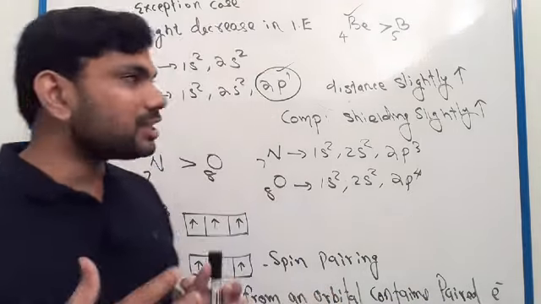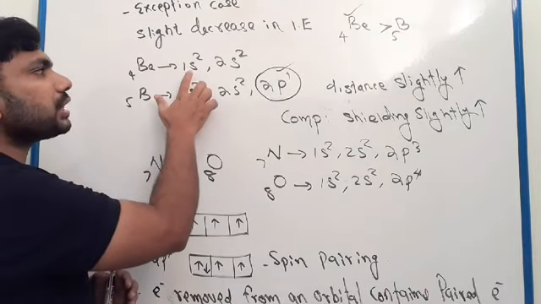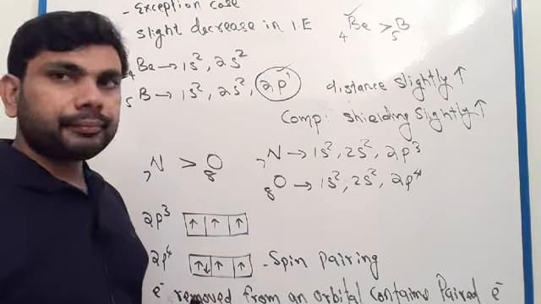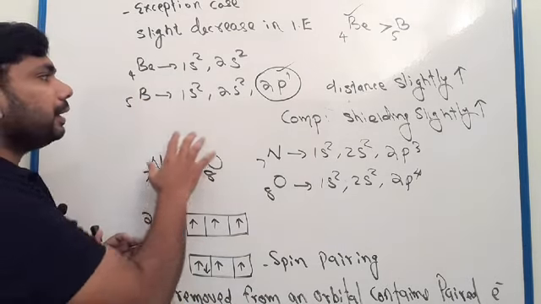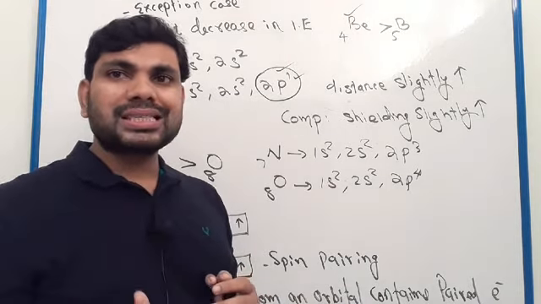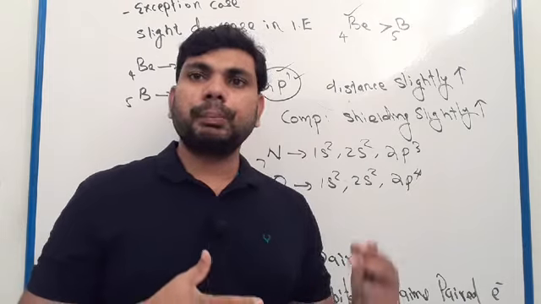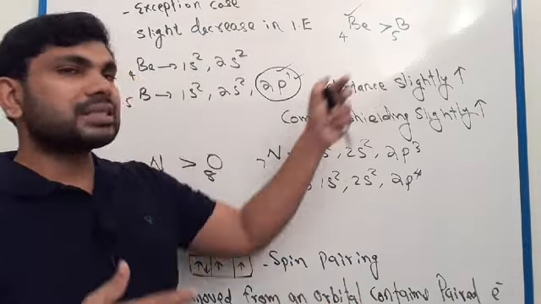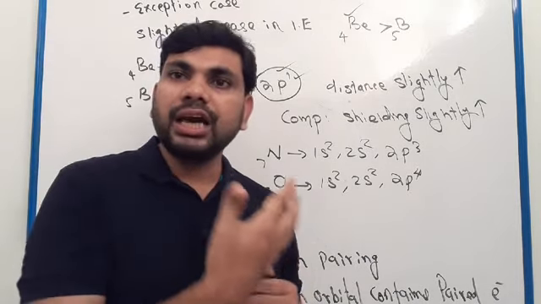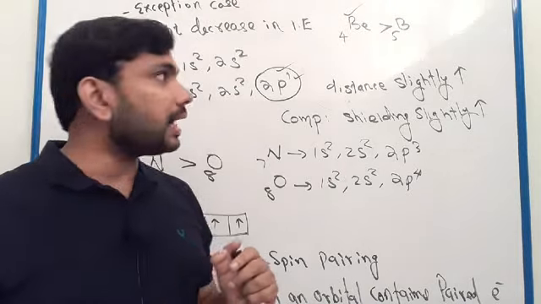We can explain the reason based on their subshell electronic configuration. Beryllium's subshell electronic configuration is 1s2 2s2. Boron's is 1s2 2s2 2p1. So when you consider boron and beryllium, in boron the outer shell electron is slightly far from the nucleus compared to beryllium. That's why the distance between the nucleus and the outer shell electron is slightly higher, and the ionization energy of boron is less than beryllium.